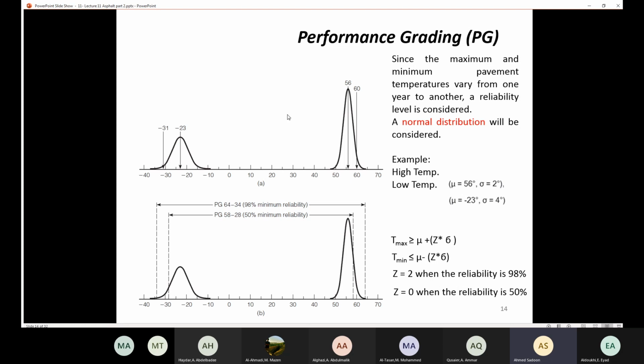So we are going to gather data. Let's say that I'm going to gather data for the past 20 years, from 2000 to 2020. I'm going to gather the maximum and minimum temperature for the past 20 years. Then I'm going to have data for the maximum values and data for the minimum values. Since I have data, then I will be able to determine the mean value and the standard deviation, right? So I'm going to determine the mean value and the standard deviation for the maximum values. And similarly, I'm going to determine the mean and the standard deviation for the minimum values, okay?